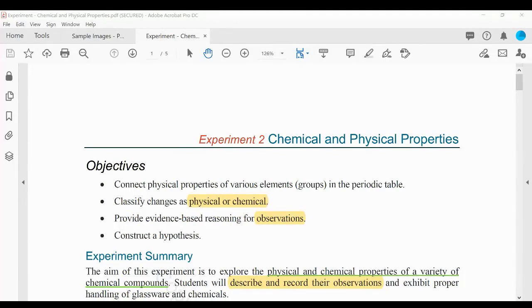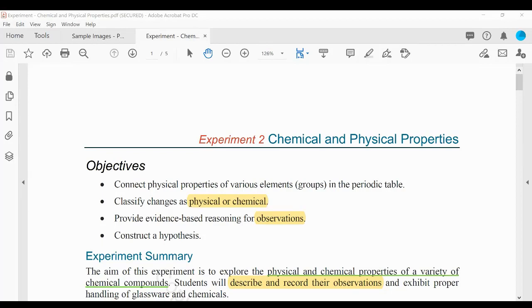Welcome to the CHEM 1411 Lab Flow workshop. Today, we will explore experiment number 2, which is chemical and physical properties.